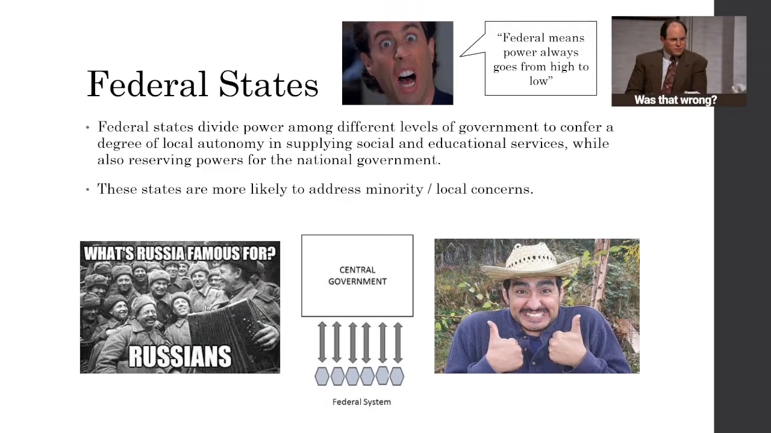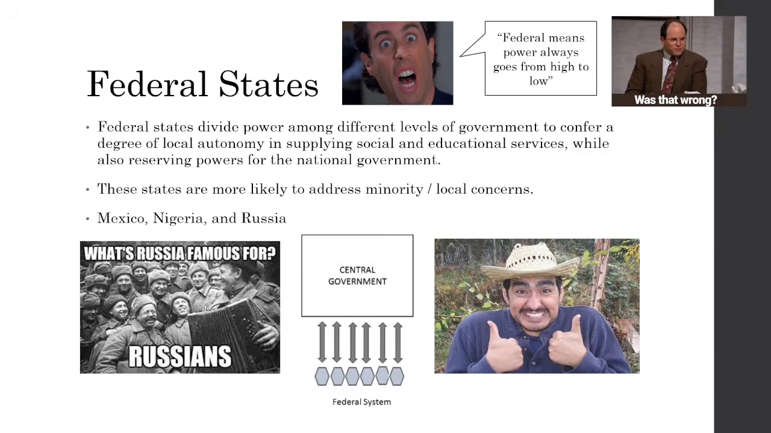Now, these states are more likely to address the minority and local concerns because those local governments are going to have more power to pass laws that are specific for those regions. So, as I discussed in Nigeria, we're going to have more Muslim ideologies in mind in the political system in the north and more Christian ideologies found in the political system in the south, because the representation is more likely to be Christian. And these are Mexico, Nigeria, and Russia.